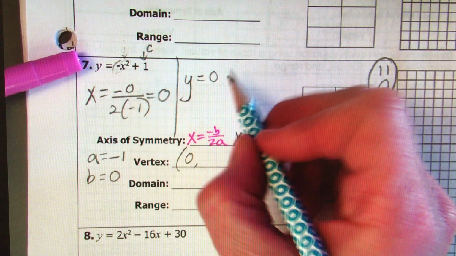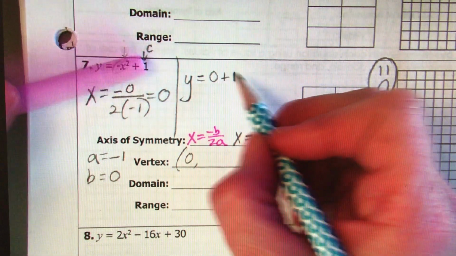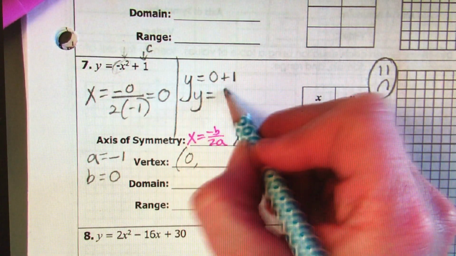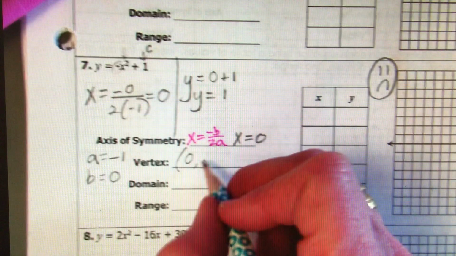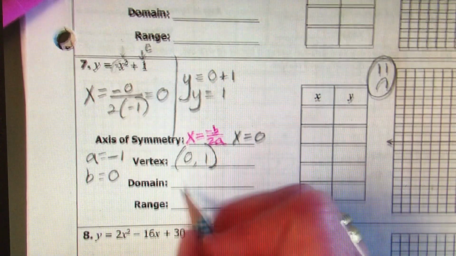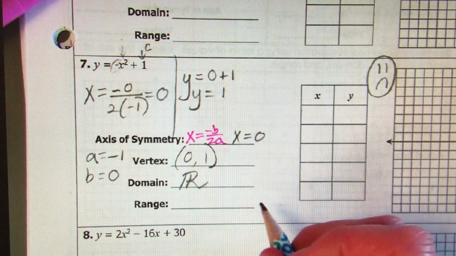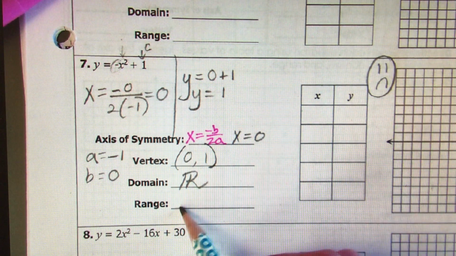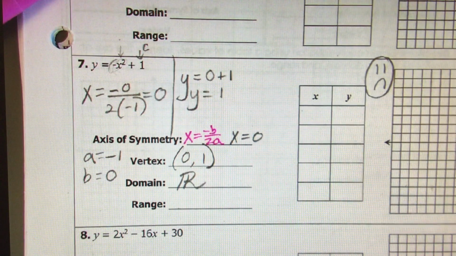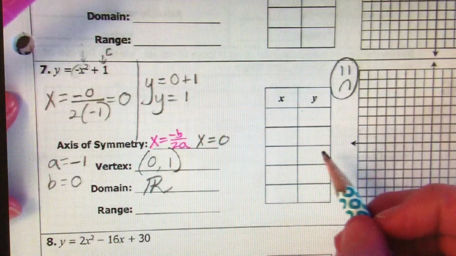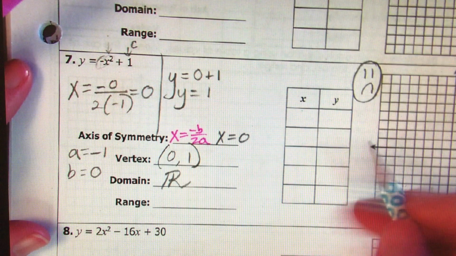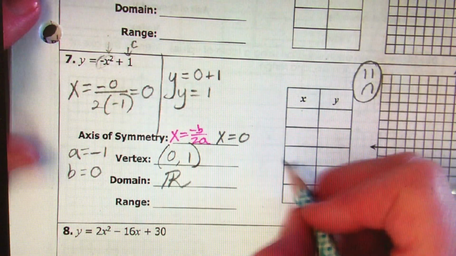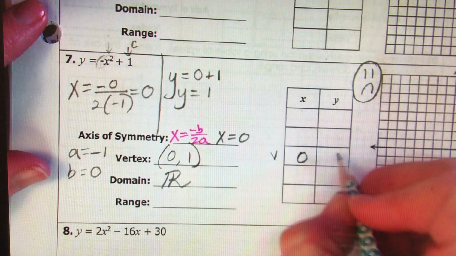So basically it becomes 0 plus 1 from the constant. Y equals 1. Okay, my domain is all real numbers. I'm not going to tell you about the range yet because we're actually going to map this out. So let's go ahead and graph or plot our table. Get our table done. So vertex is, we have 0, 1.